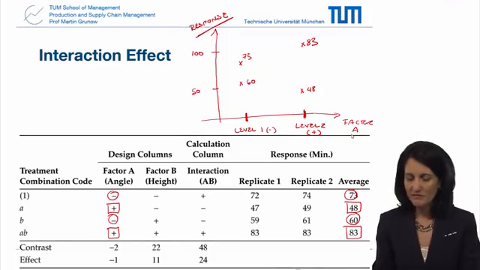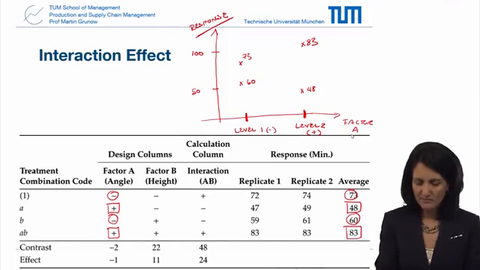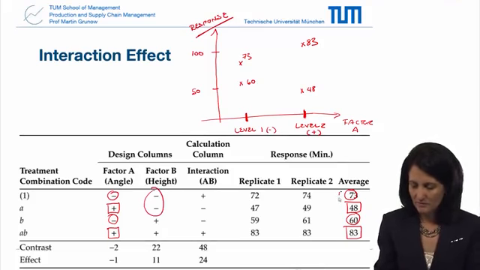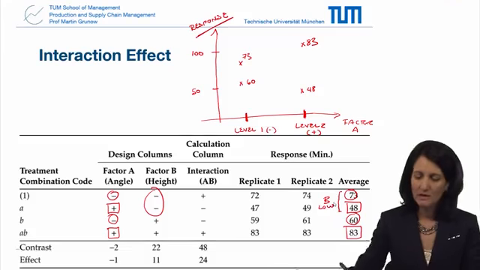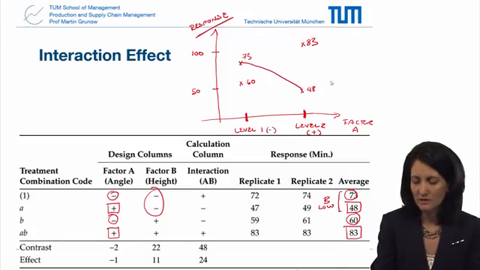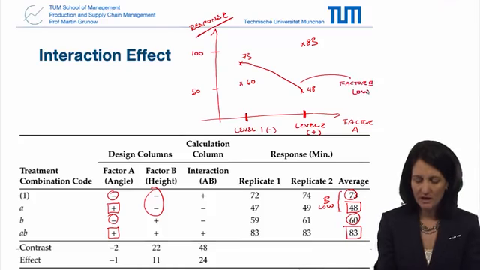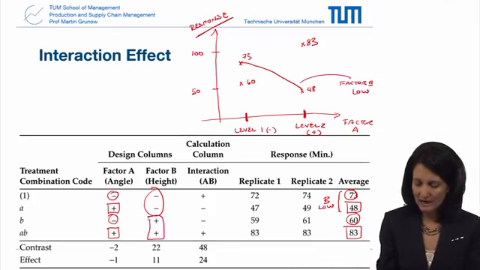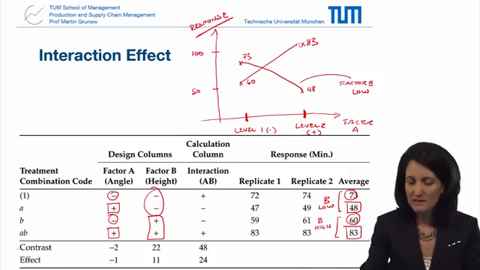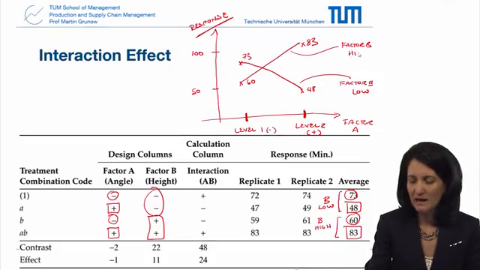So when factor B was at the low level here, this is factor B low, we had the responses 73 and 48. So what I'm showing here then is factor B low. And when factor B was high, we had the responses 60 and 83. So this is factor B high.